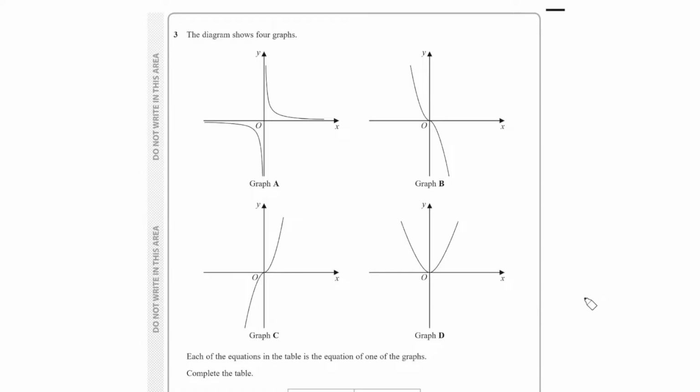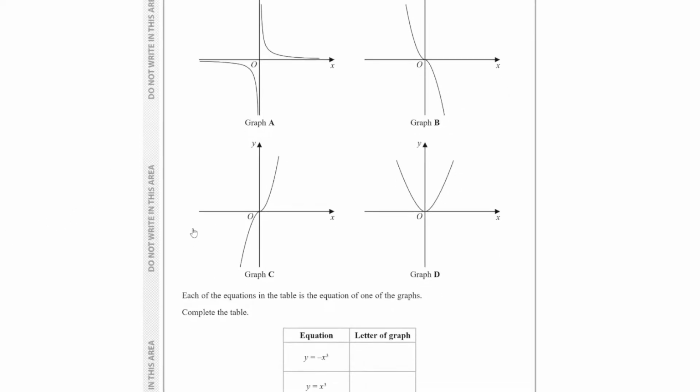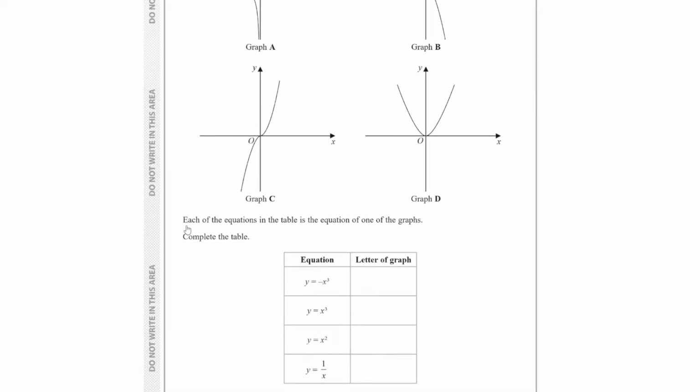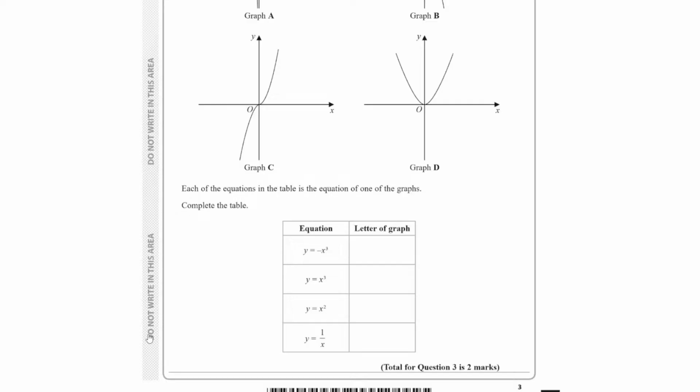Okay, question 3. So the diagram shows 4 graphs. Each of the equations in the table is the equation for one of the graphs. So obviously you can't see the table, but I scroll down. We're basically looking for a negative cubic, a positive cubic, a quadratic, and a reciprocal.